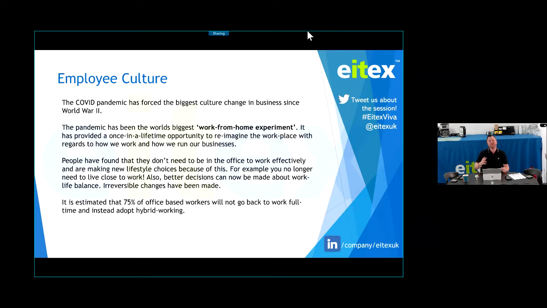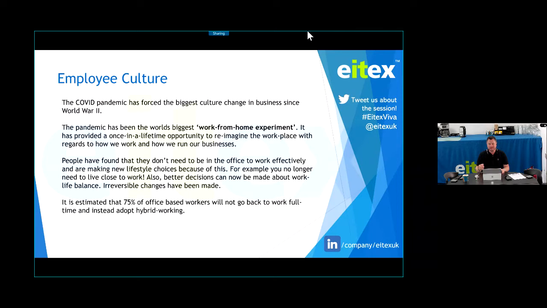And people have found, having been in lockdown and working from home, that they no longer need to be in the office to work effectively. Because of that, they're making new lifestyle choices with regards to where they live. For example, you no longer need to live close to work, and that's allowing people to make better decisions with regards to work-life balance. Essentially, what we're saying is that the changes that have happened are here to stay. Things won't go back to how they were previously.